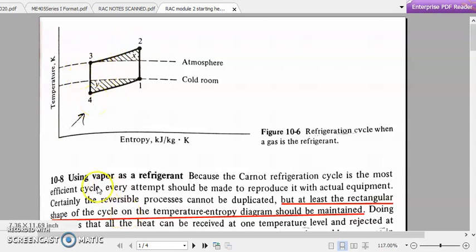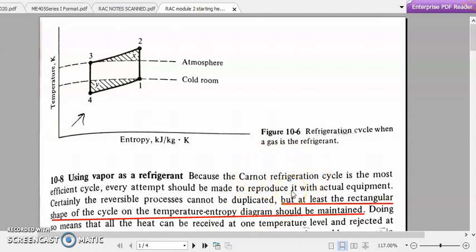Actually we considered this air refrigeration system by modifying the Carnot refrigeration cycle, because in module 1 we discussed that the Carnot refrigeration cycle is not attainable in a practical case because of various reasons. But because this Carnot refrigeration cycle is the most efficient cycle, every attempt should be made to reproduce it with the actual equipment. Actually, the main purpose of discussing the Carnot refrigeration cycle is that it is the most efficient cycle.